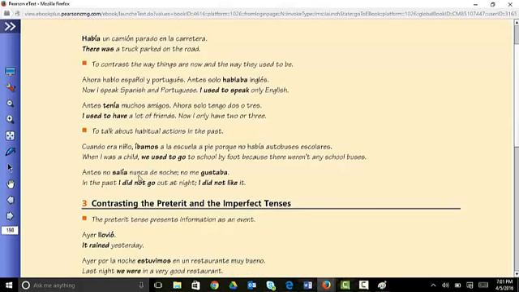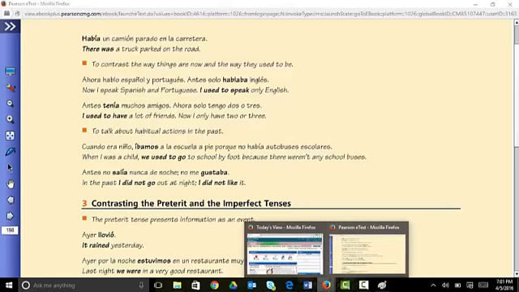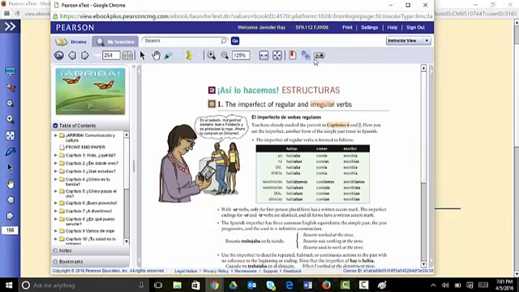Antes no salía nunca de noche, no me gustaba. In the past, I didn't go out at night, I didn't like it. Often when we're talking about habitual actions, you're going to see words in your sentence that would imply repetition, and I'll pull some of those up in a minute. Okay, so that's what your book says. Let's look at this one.